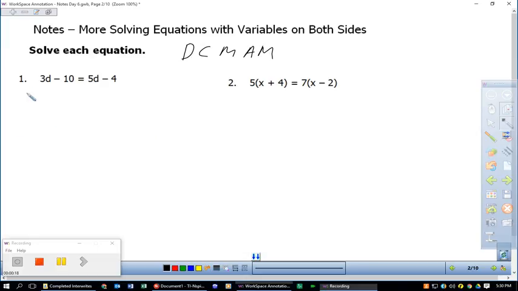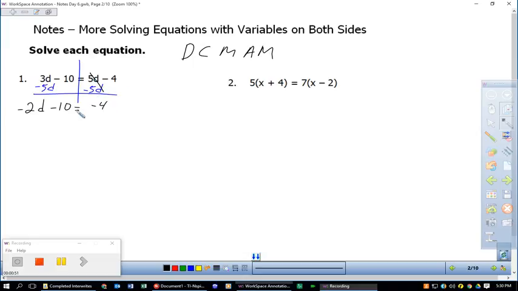So with this first problem, number 1, the first thing it looks like we need to do is not distribute, because there are no parentheses. I think we can combine like terms. Let's see. These two over here can't go together. These two over here can't go together. So no combining like terms. Move variables, however. Okay, we can do that. So let's go ahead and subtract 5d from both sides. Subtracting 5d, we get negative 2d minus 10 equals negative 4, because those cancel out.